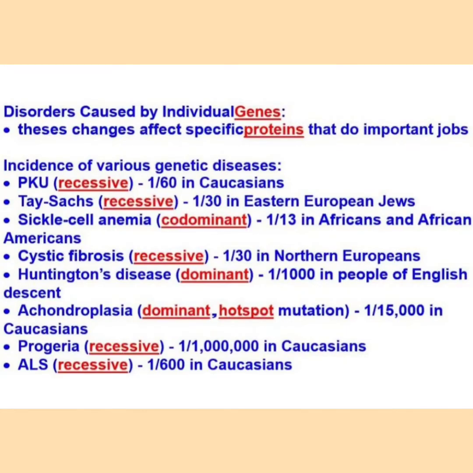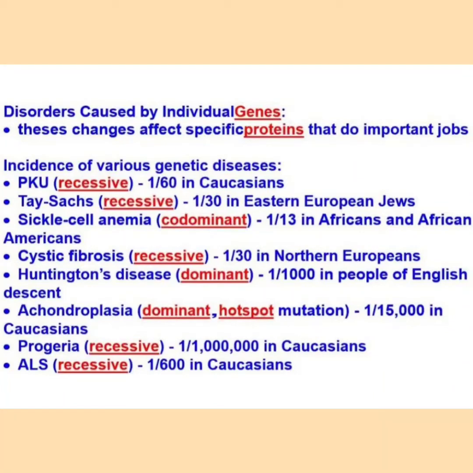So, disorders caused by individual genes. These changes affect the specific proteins that do important jobs. Incidence of various genetic diseases, for example, phenylketonuria, which is a recessive allele, occurs in 1 in 60 in Caucasians. Tay-Sachs disease, which is a recessive allele, 1 in 13 Eastern European Jews. Sickle cell anemia, which is codominant, 1 in 13 in Africans and African Americans.